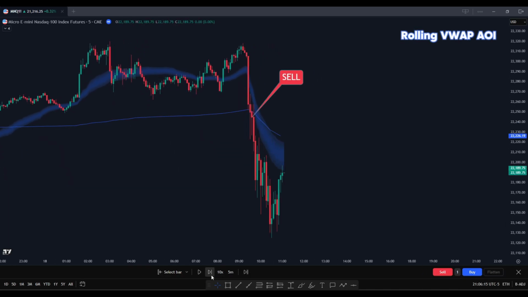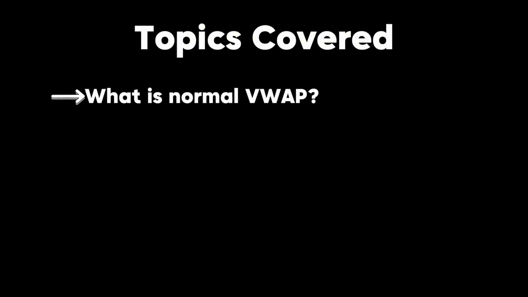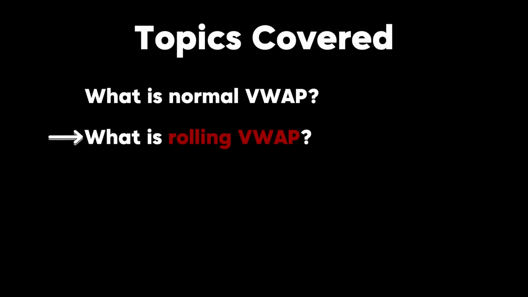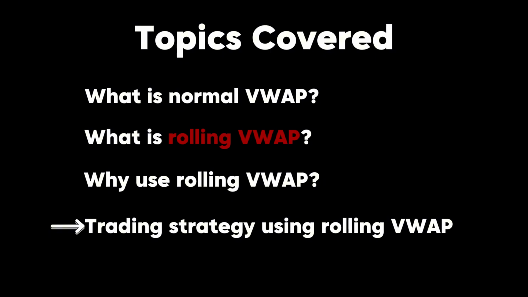Welcome traders. Today I'm going to teach you one of the easiest strategies you will ever learn, called the Rolling VWAP AOI, also known as Area of Interest Strategy. We will be covering the following: what normal VWAP is, what rolling VWAP is, why would you use rolling VWAP, and a super easy trading strategy using the rolling VWAP.